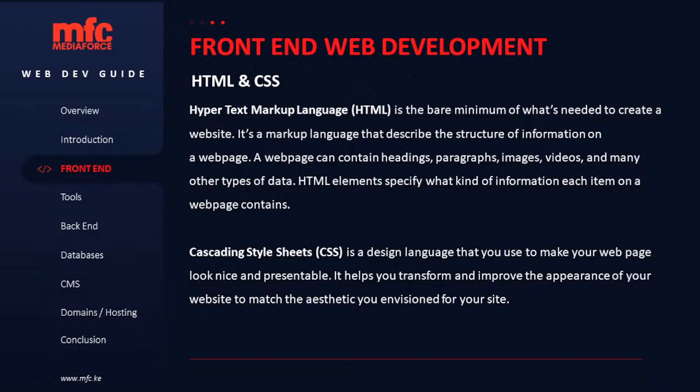And the HTML elements help us specify what kind of information each item on the web page is going to have. And the CSS is now what is used for design, because HTML alone won't give you good aesthetics. You need another language like CSS to help you give it a good visual design and to help you build a really appealing and attractive website. So that's the work of the CSS, to add layout, to add design and a good look, to make it presentable to the users. And it helps transform and improve the appearance of a website to match what you envisioned that website to look like.